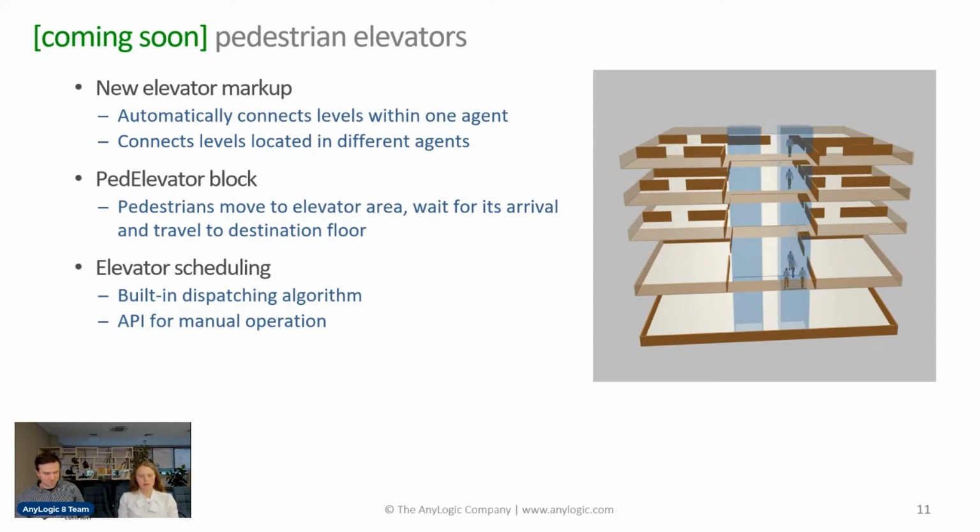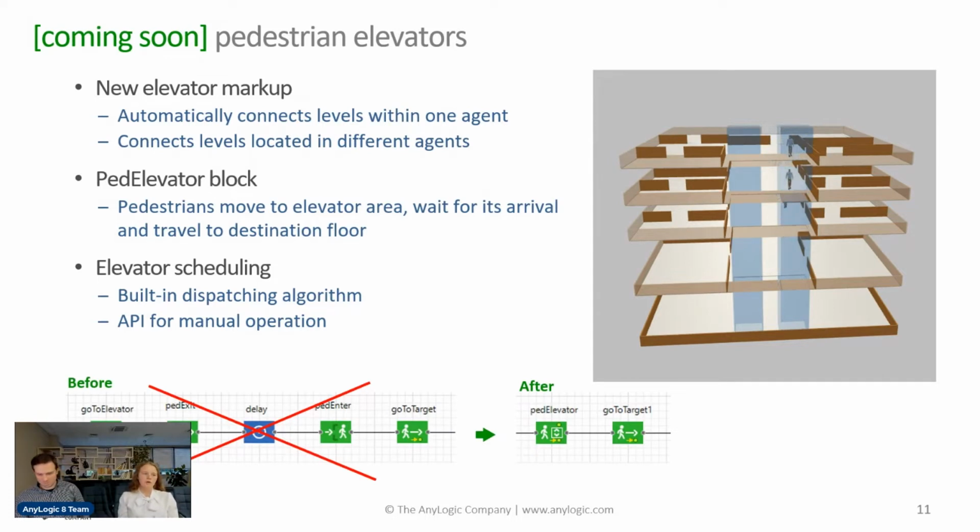And to bind this markup element to the flowchart, you will need the ped elevator block. This block will contain all the logic of pedestrians moving to the lift area, waiting for the arrival of the lift, and traveling to the destination floor. So all the things you needed to make by yourself before will be encapsulated in just one block, and once again it will make your flowchart more compact and very easy to understand.